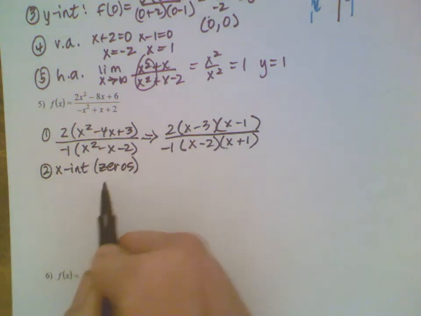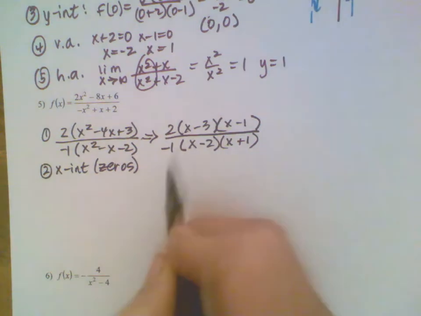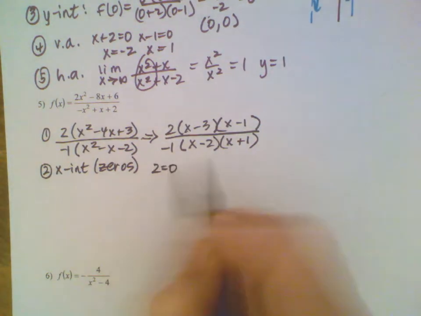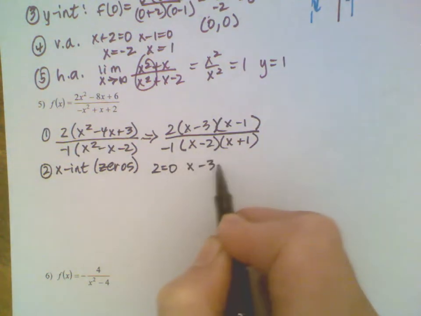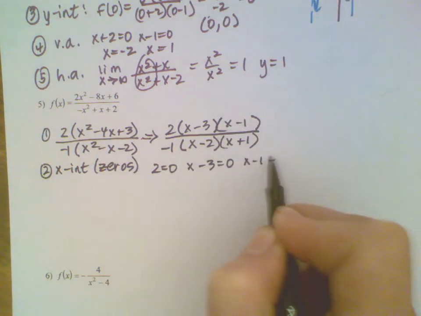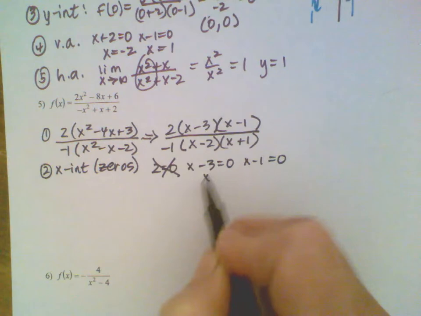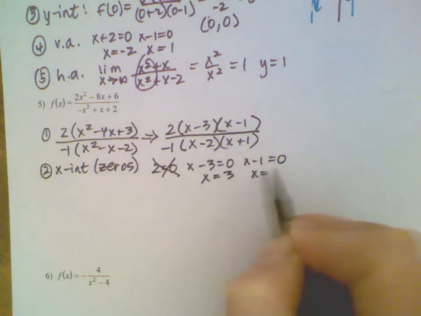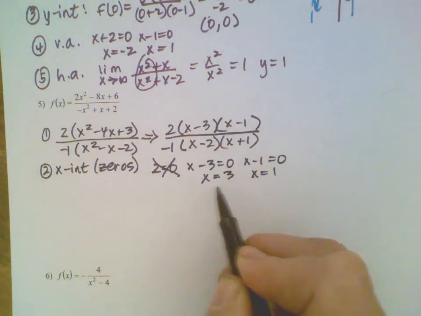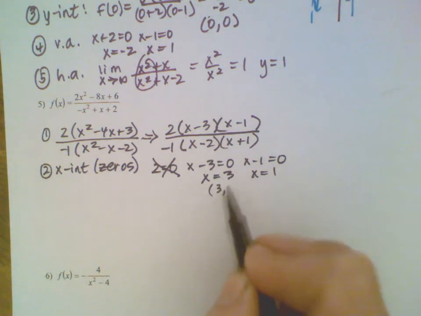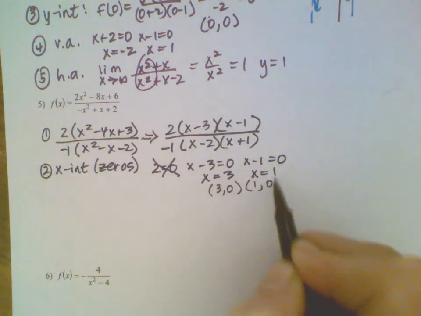Whatever you call it, you do the same thing each time, and that is you're going to set your numerator equal to 0. So 2 equals 0, x minus 3 equals 0, and x minus 1 equals 0. Well, 2 will never equal 0, so I can get rid of that. Then this is x equals 3 and x equals 1, which means that I have two zeros. It's going to cross the x-axis twice, once at 3 and once at 1.